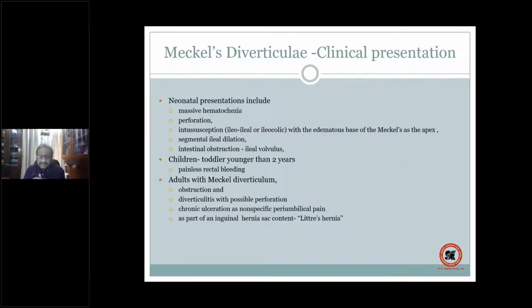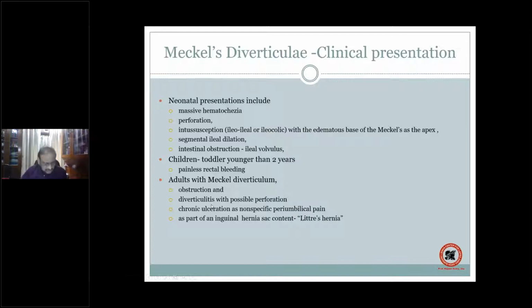Okay, there could be a segmental ileal dilatation, or it could be presenting as intestinal obstruction, and that also in the form of an ileal volvulus. Now, in children, toddlers younger than 2 years, at this age group, it is usually a painless rectal bleed. In adults, the Meckel's diverticulum presents as number 1, obstruction, but more commonly it is Meckel's diverticulitis with possible perforation, or it can present as a chronic ulceration with a non-specific periumbilical pain.